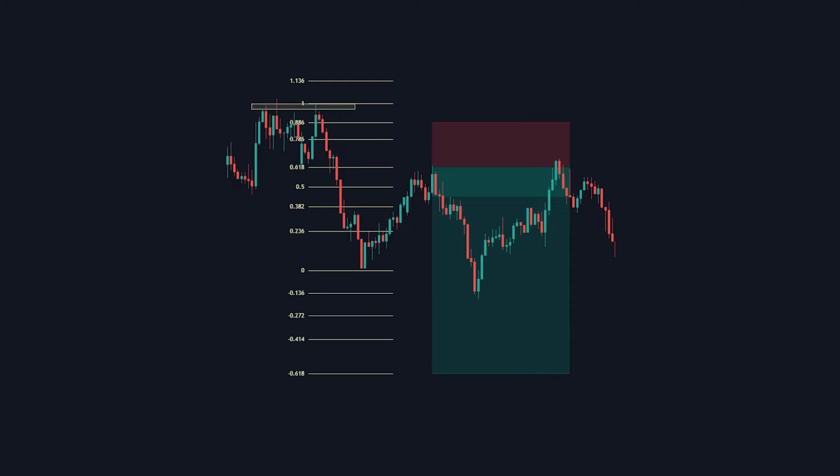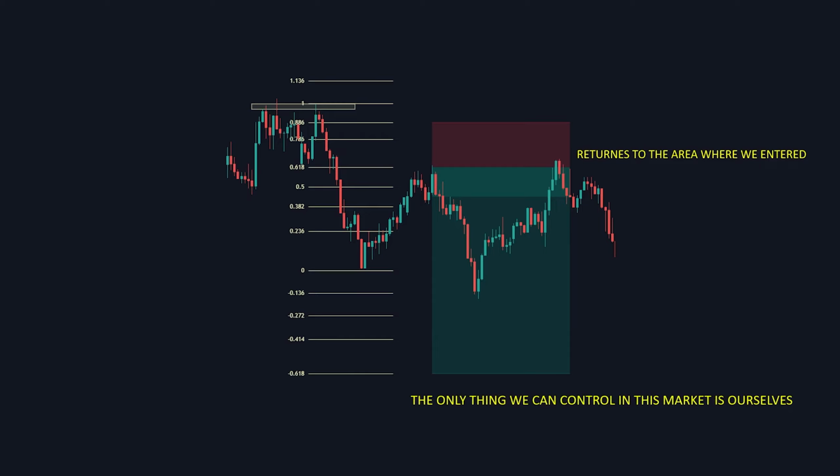In this trade we can also see that the price did not successfully reach our take profit position and returned to the area where we entered. With this, we can only accept. The only thing we can control in this market is ourselves. So when this happens, we can only accept and prepare ourselves for the next trade.